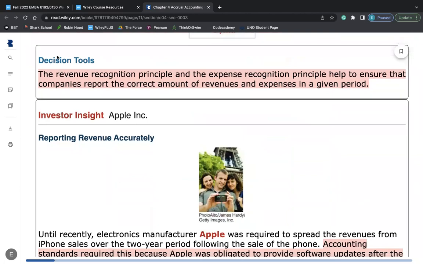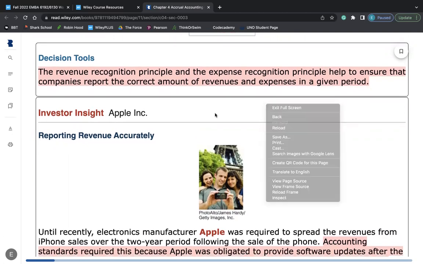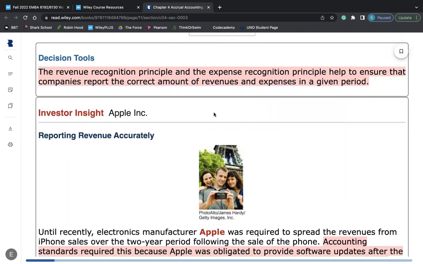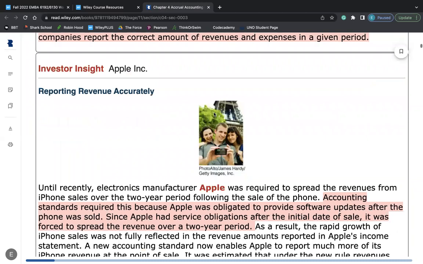Decision tools. This is important. The revenue recognition principle and the expense recognition principle help to ensure that companies report the correct amount of revenues and expenses in a given period. One will offset the other, to make sure there's no overstatement or understatement in balances.